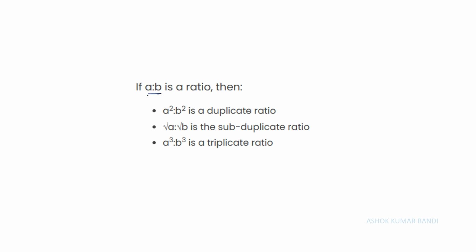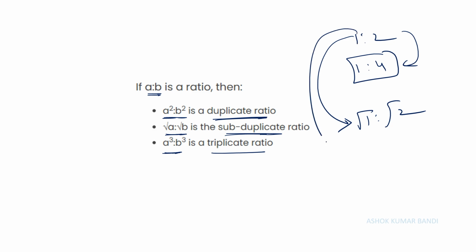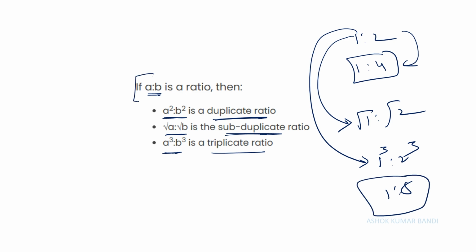See, if A is to B is a ratio, we are going to call A square is to B square as duplicate ratio, root A is to root B as subduplicate ratio, and A cube is to B cube as triplicate ratio. Remember, let us take 1 is to 2 is a ratio. Then 1 square is to 2 square, that is 1 is to 4 is its duplicate ratio. Similarly, subduplicate ratio of 1 is to 2 is going to be root 1 is to root 2. Similarly, triplicate ratio is going to be 1 cube is to 2 cube, that is 1 is to 8. So if A is to B is a ratio, this is duplicate ratio, this is subduplicate ratio, and this is triplicate ratio.